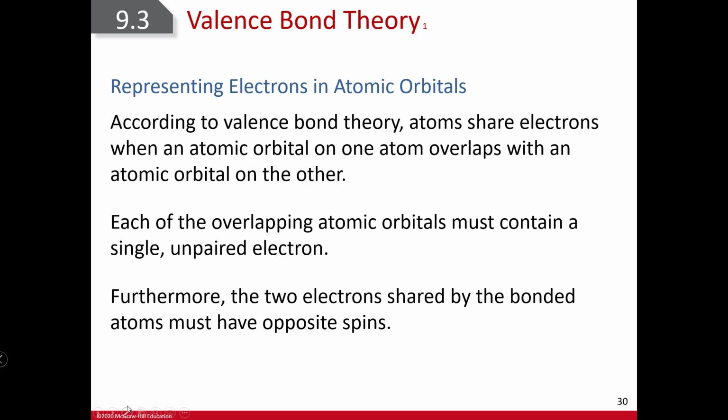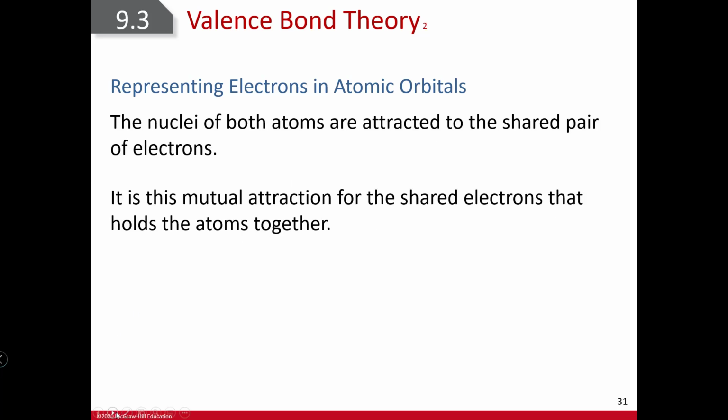Now, again, what determines that you can't just overlap them 100% is the nuclei are attracted to the electrons, but the nuclei are repelled from each other. So there's some optimal overlap that occurs between the atoms.